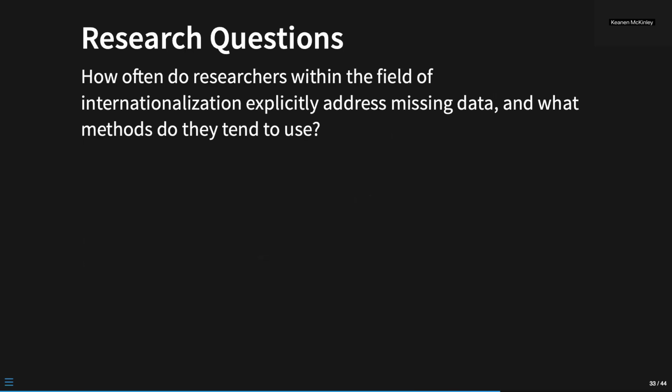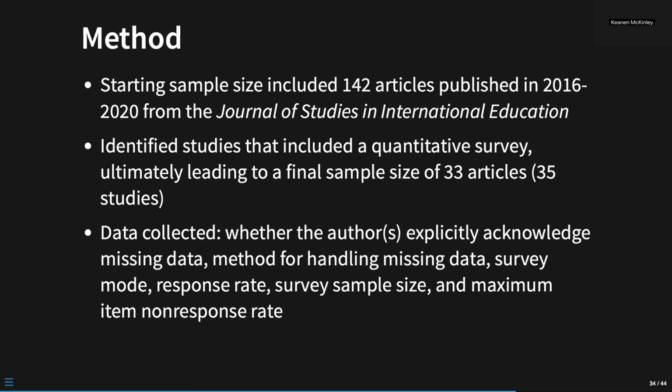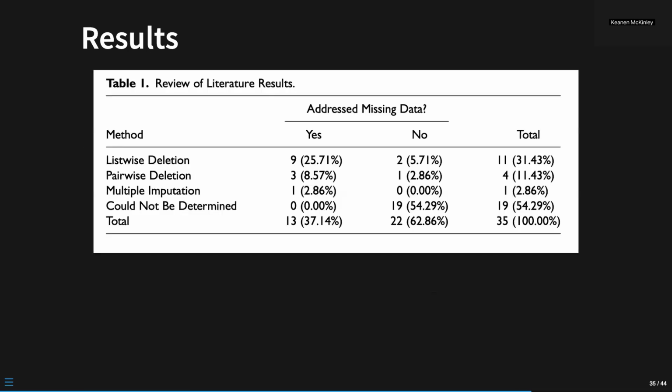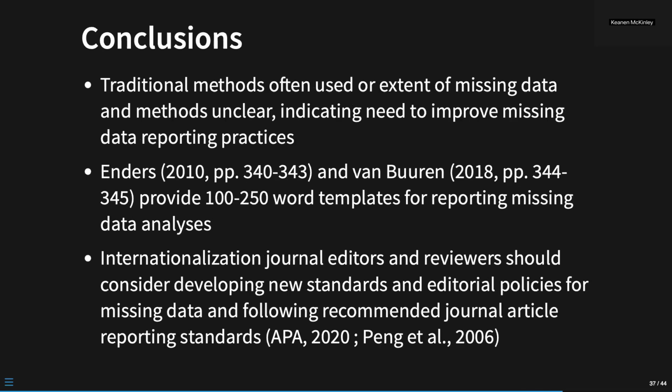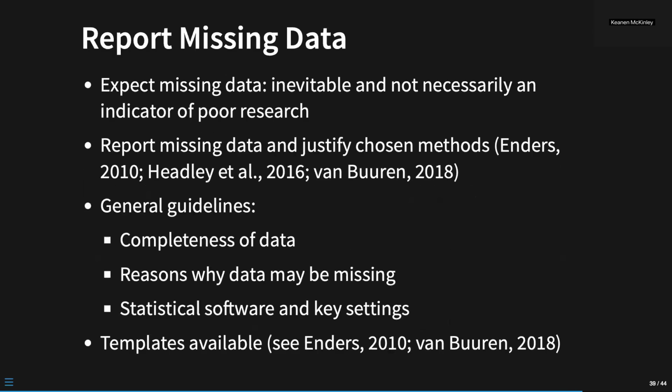So in the article, this is our research question. Details are in the full article, but we looked at about 5 years of articles published in the Journal of Studies of International Education. Overall, what we found is that most studies are not reporting missing data explicitly, and the methods that are used cannot always be determined. So there's a lot of work that can be done in this area. Some limitations, you can read the full article for that. I'll just jump ahead to some of the general recommendations for what you might want to do.